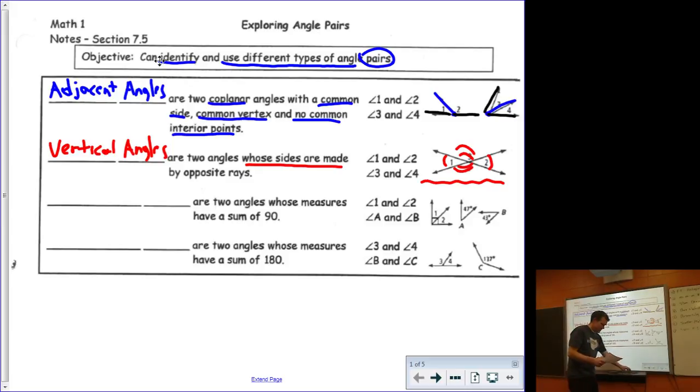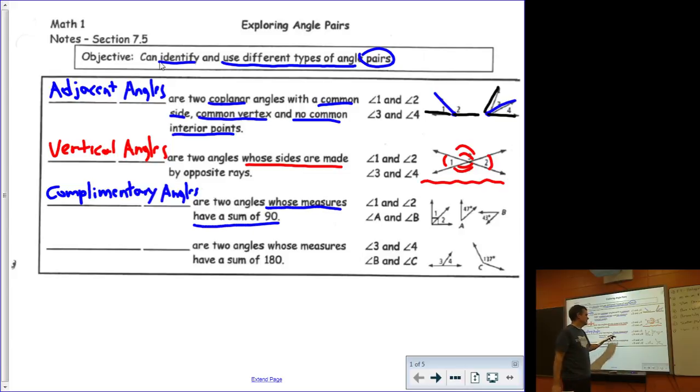Our third definition is complementary angles. You probably have heard this one before. Complementary angles, those are 2 angles whose measures have a sum of 90. So that could be 2 angles like these that sit next to each other, and together they add up to 90. Or it could be just 2 separate angles like over here. 47 and 43 adds up to 90, so we say that those angles are complements of each other, or they are complementary.